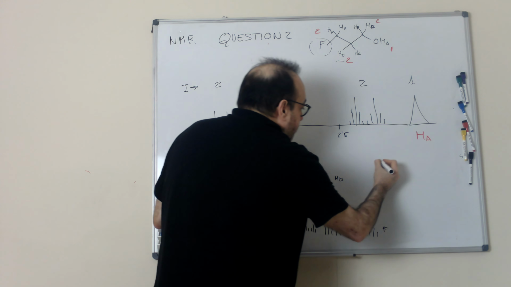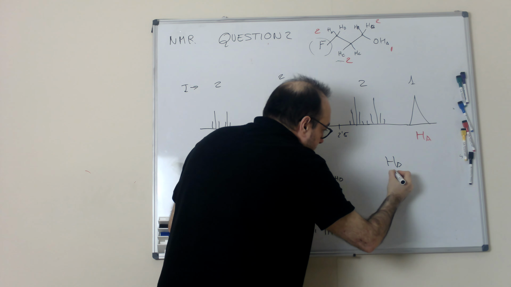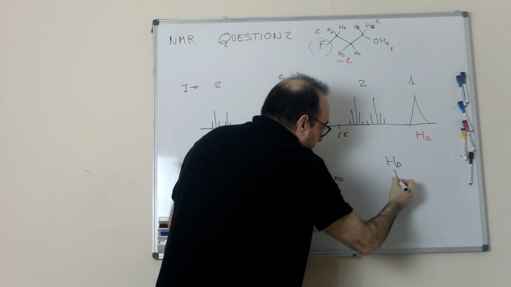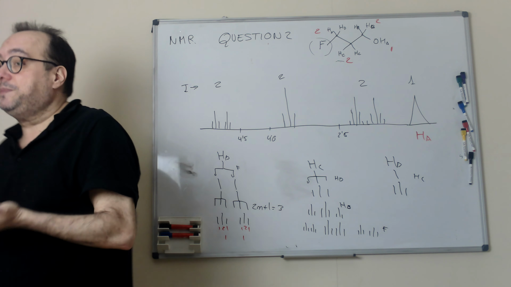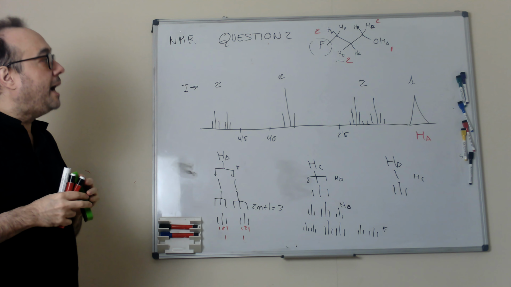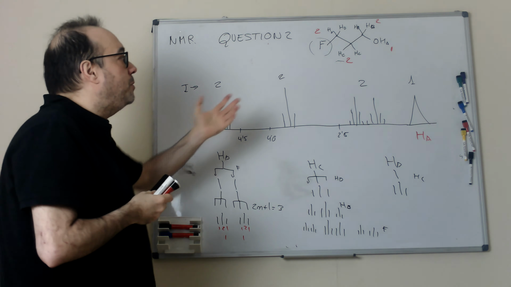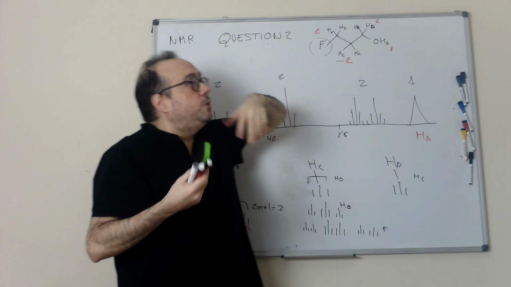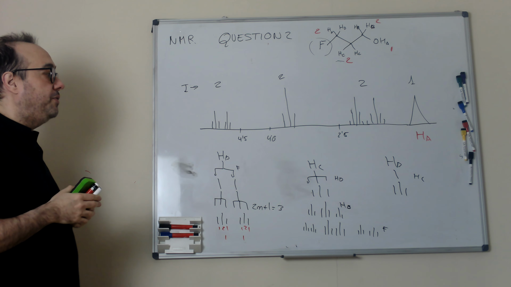And finally, we have Hb. Hb will couple with Hc only, and we will get a triplet. It is not coupling with Ha, because normally acidic protons are not coupling with the hydrogens. In some cases they could couple, but the most common case is that acidic protons like those from OH, NH2, or carboxylic acid do not have a coupling constant with the other protons of the molecule.